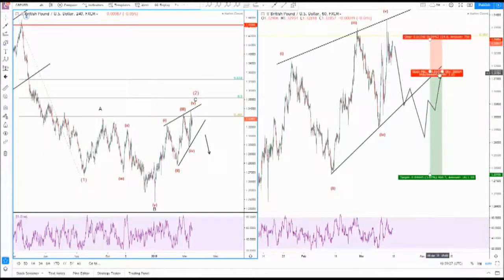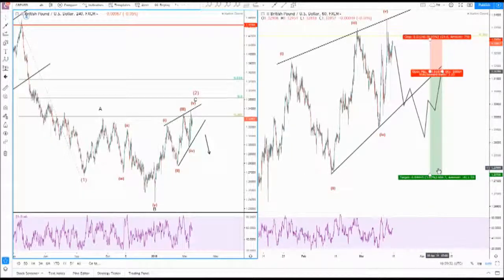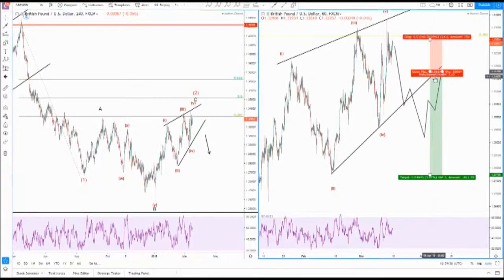So once we break down, if we get in and we play it simply to this wave 2, what risk reward does that give us? It gives us a 3.25 to 1. Okay, so that would be the play if you're going to play it.